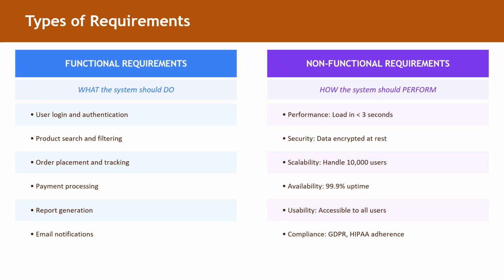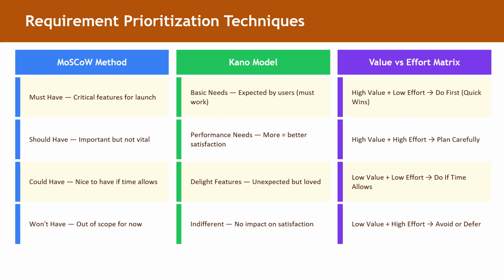For example, performance: the page should load within 3 seconds. Security: any data should be encrypted. Scalability: the system should handle 10,000 users. Availability: system uptime should be 99.9%. So the key difference is functional is what the system does and non-functional is how the system performs. Both are equally important. Now, once requirements are gathered, the next challenge is prioritization.